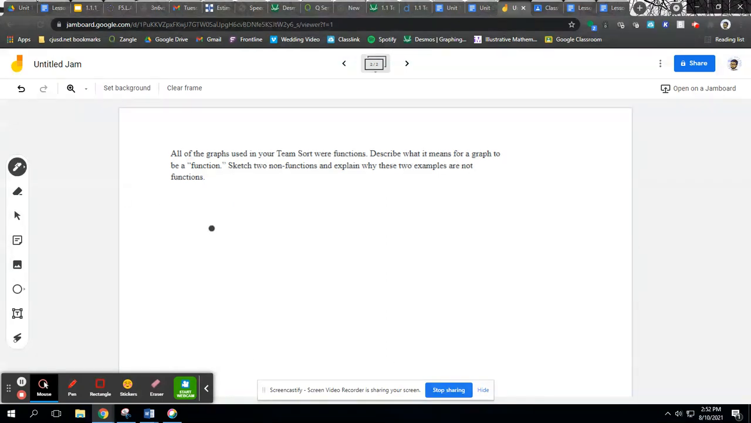I can create a graph here. If you hold Shift in Jamboard, you can create straight lines, kind of like that. So I'll create a graph here. And for your cooldown, it's asking you to come up with two non-functions. I'll sketch the graph of a function.